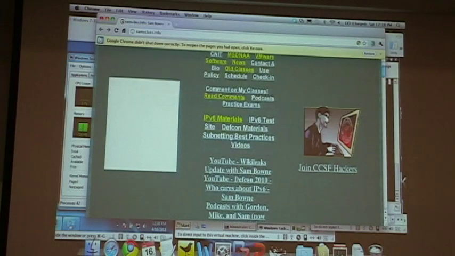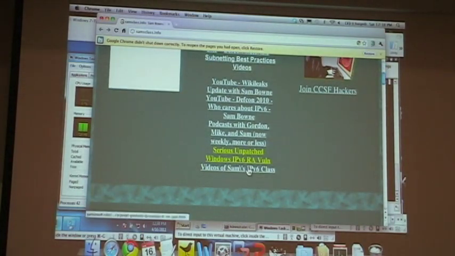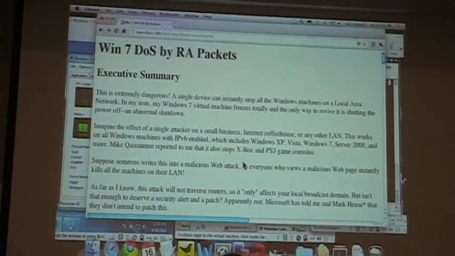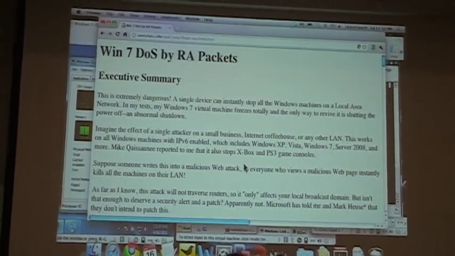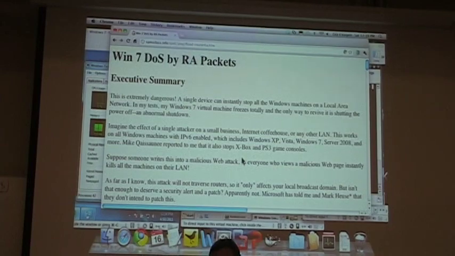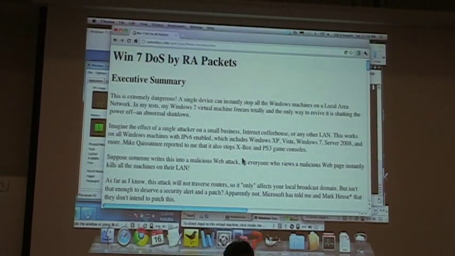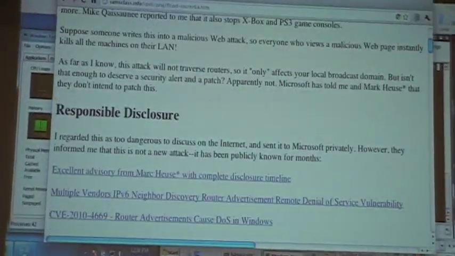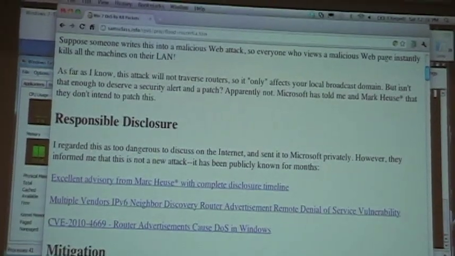Michael, and I'm here to show you the router advertisement attack, which is here at sandspice.info. This is a very dangerous attack, in my opinion, although Microsoft does not appear to agree, and they've said they are not going to patch it at all. It is not new. It's been known for about 9 months, but it's not patched.